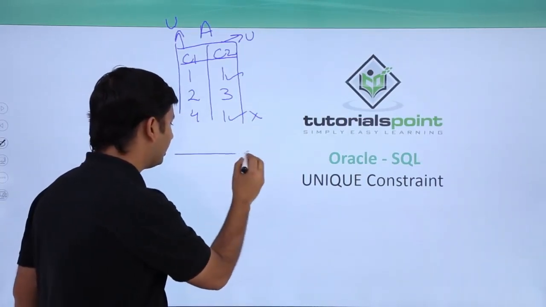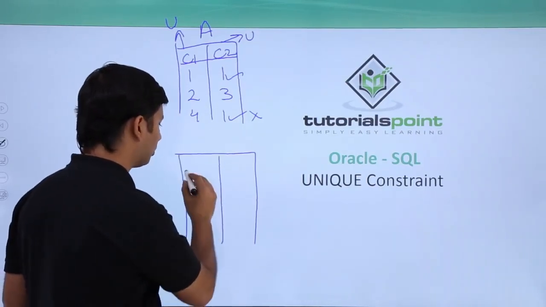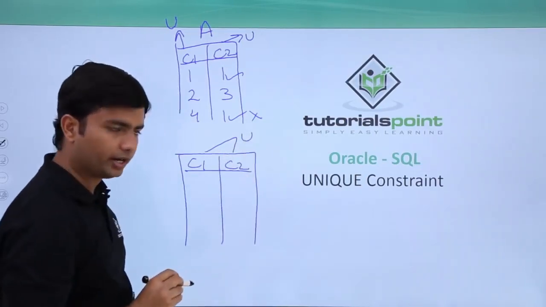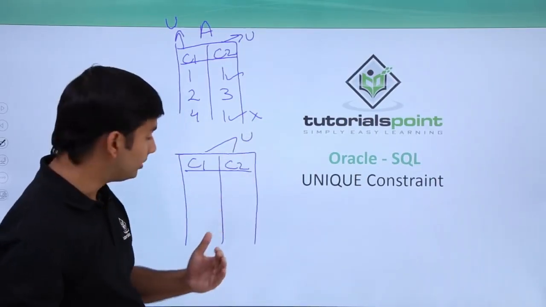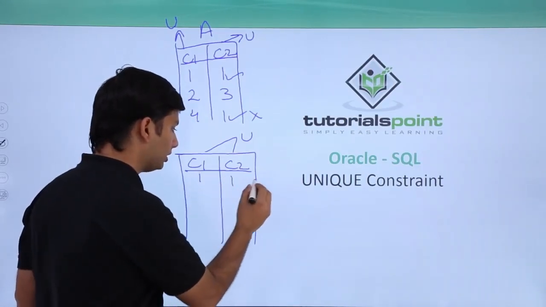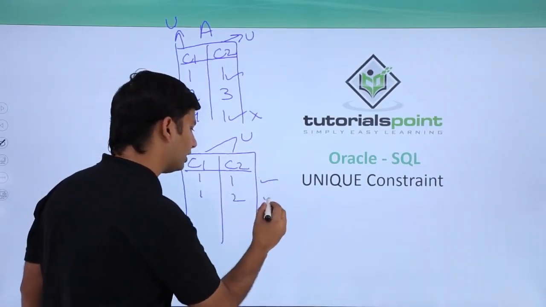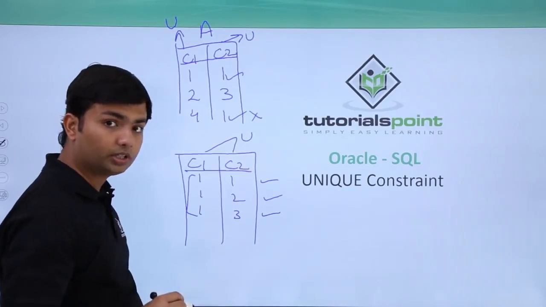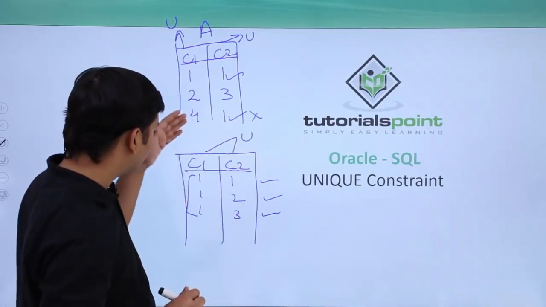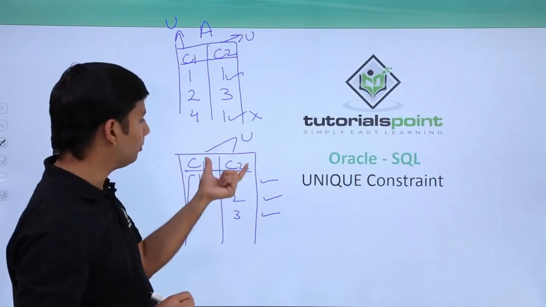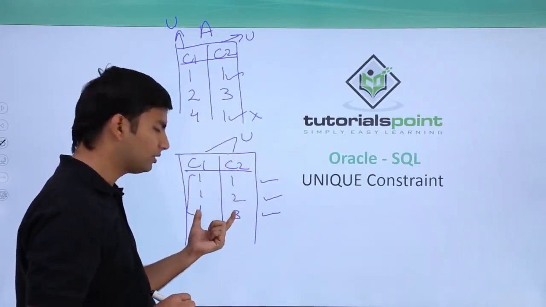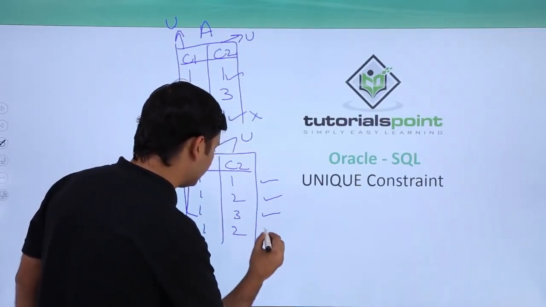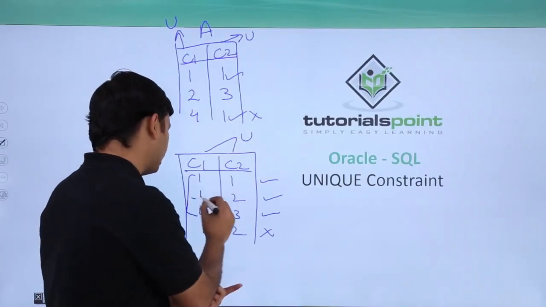But in another case, I have the same table with the columns C1 and C2, and here you apply a common unique constraint, so the combination uniqueness will be checked. For example, 1, 1 is fine, 1, 2 is again fine, 1, 3 is again fine. You can see there are repeated values, but I have not specifically added the constraint on this C1 column, it is a combination this time. So 1, 1, 1, 2, 1, 3 are unique combinations.